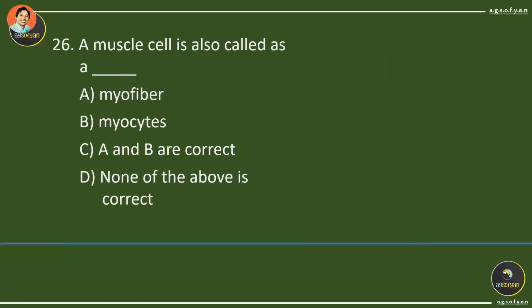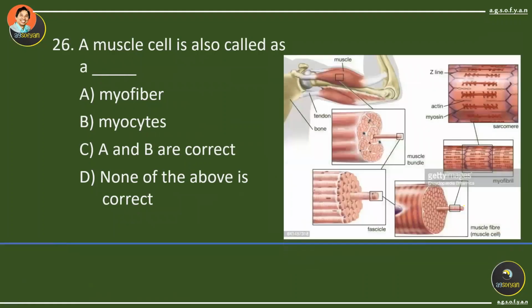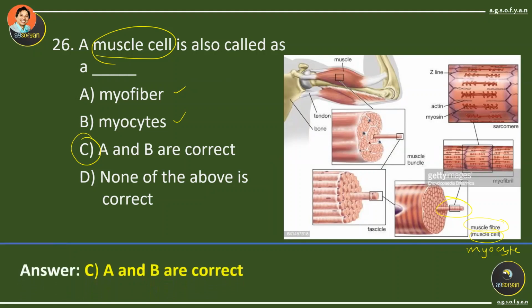A muscle cell is also called A, B, C, or D. One muscle cell over here is called muscle fiber, muscle cell, or myocyte. So it could be myofiber, myocyte, or muscle cell. So the answer will be A and B are correct, myofiber or myocyte.